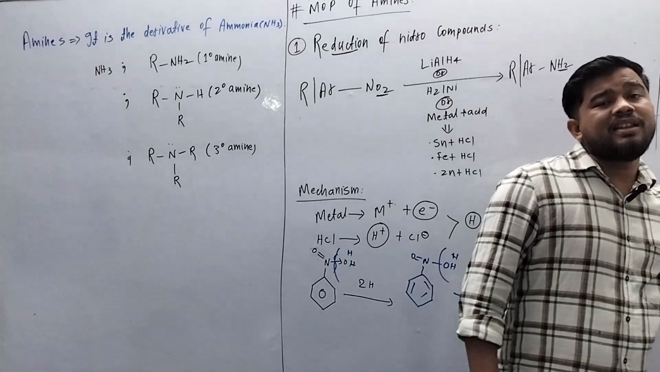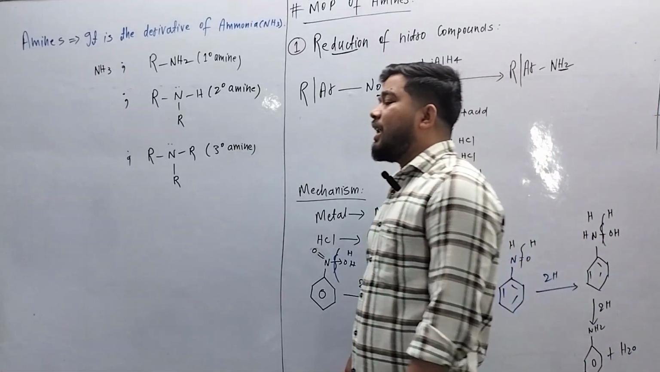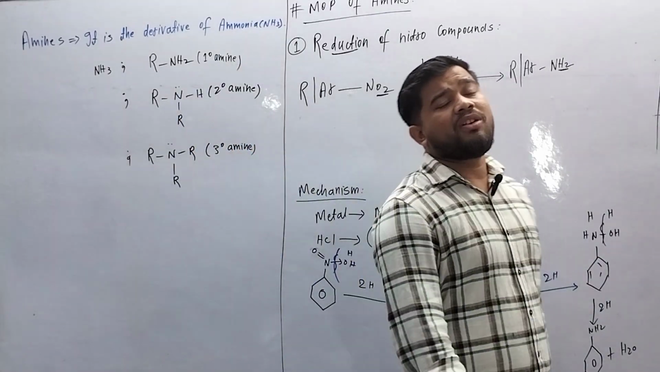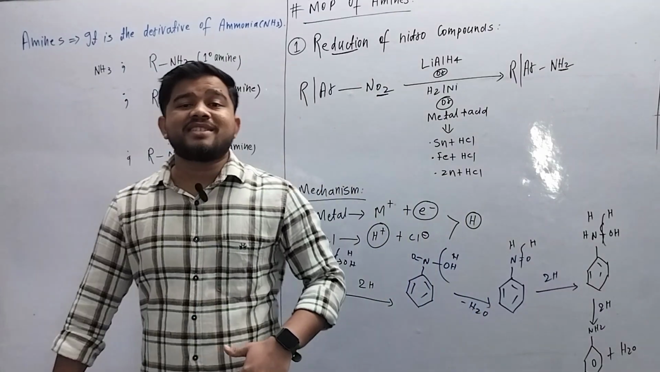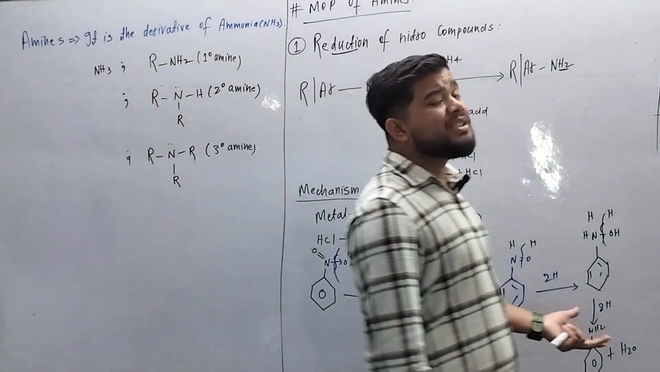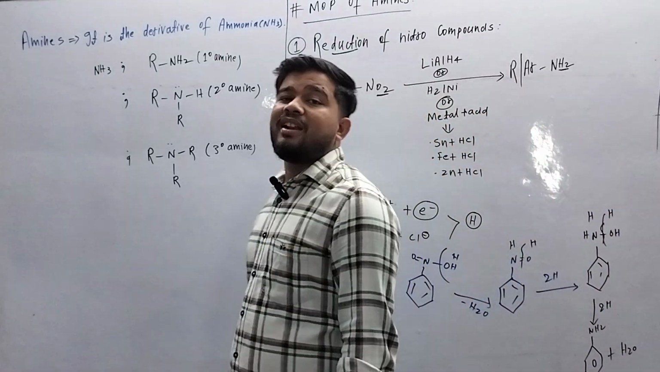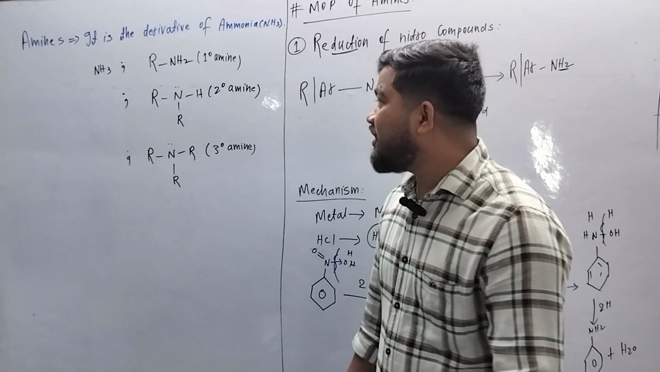Our next method of preparation is ammonolysis of alkyl halide. That is, ammonia is reacted with excess of alkyl halide, in which the major step is the nucleophilic substitution reaction, which is SN2.